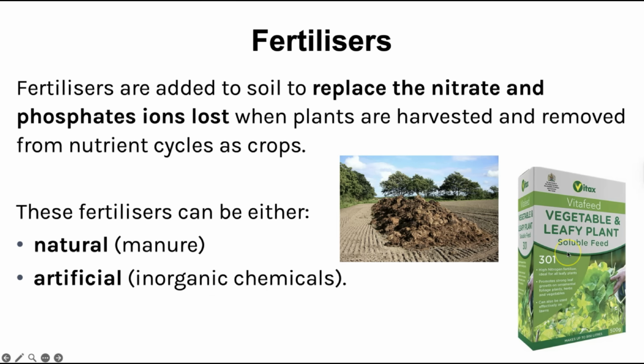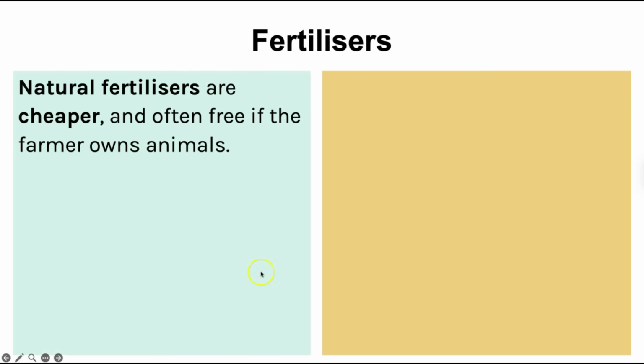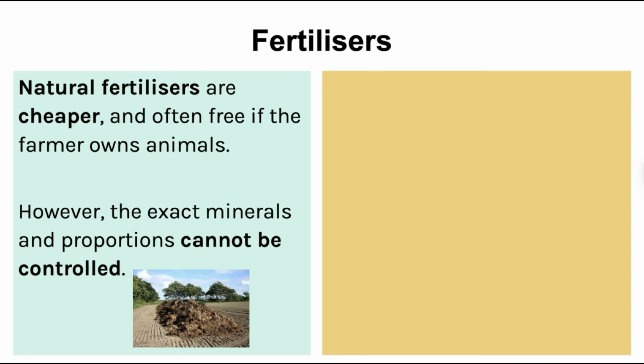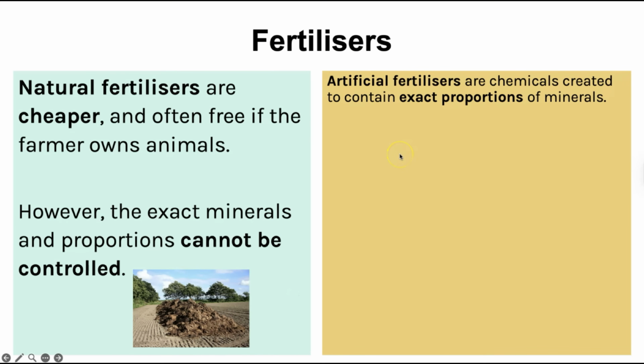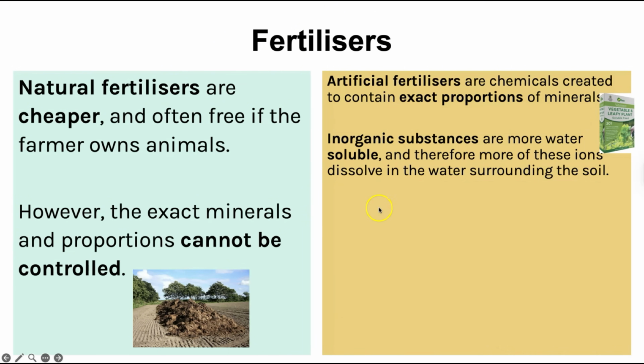Or you can use artificial fertilizers, which are inorganic chemicals, meaning no carbon, and there are pros and cons of these too. Natural fertilizers are cheaper. If you have animals on your farm already, it's free, it's just their manure. However, you don't know the exact mineral content, so you don't know how much nitrate or phosphate there is in there, and you can't control that. So artificial fertilizers, that is their main advantage. You can control the exact minerals and the proportions that you have.